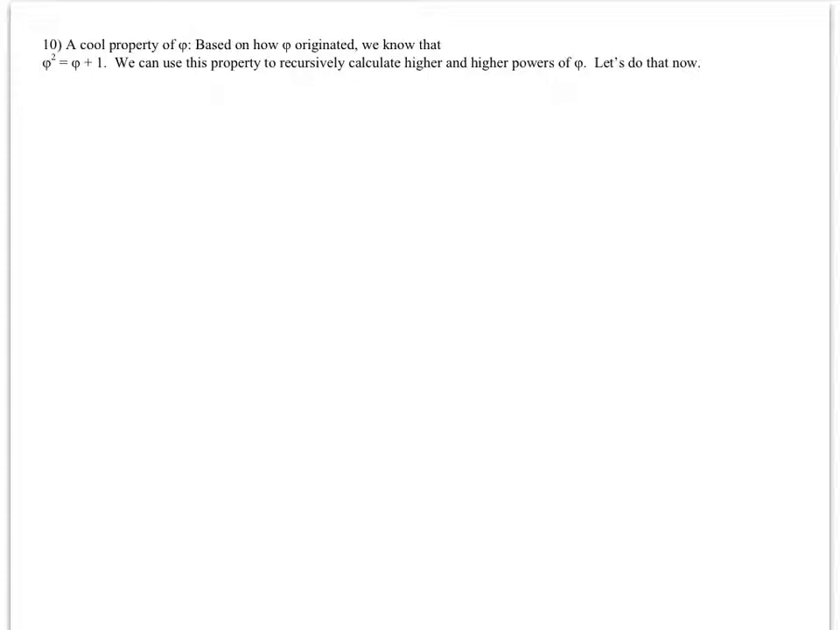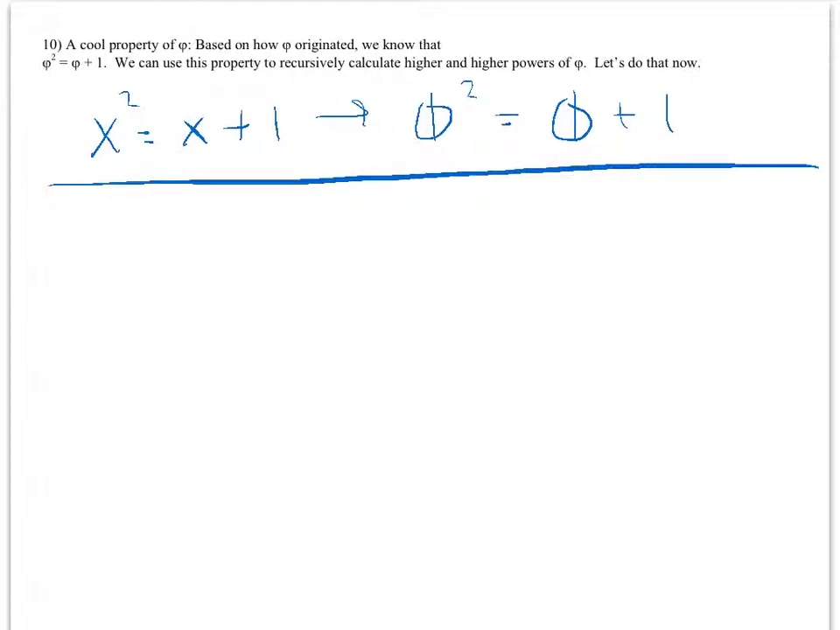So one cool property of phi is, based on how it originated, because it is the solution to this equation, that means that phi squared equals phi plus 1, because phi is the number that makes this equation true. So I know that phi squared does equal phi plus 1. And I can use that fact to calculate higher and higher powers of phi. So let's say I want phi cubed.